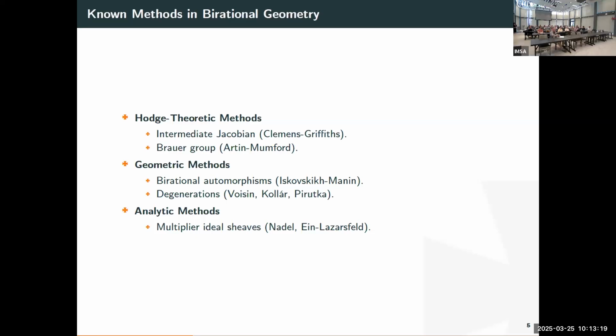So there are four geometric methods. This is the method of variational homomorphisms introduced by Voisin and Marin, which they have applied to the case of three-dimensional Fano varieties.